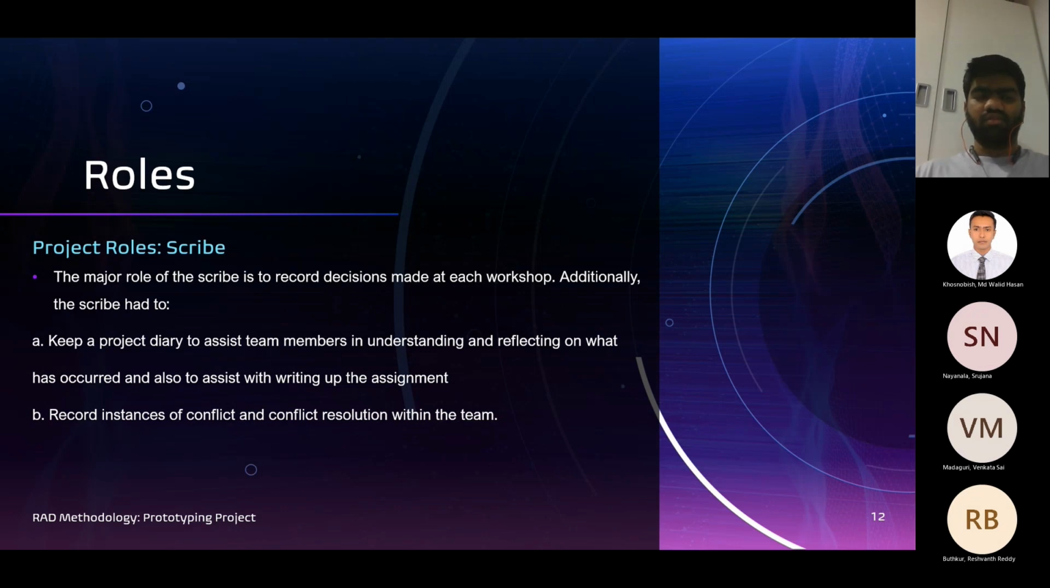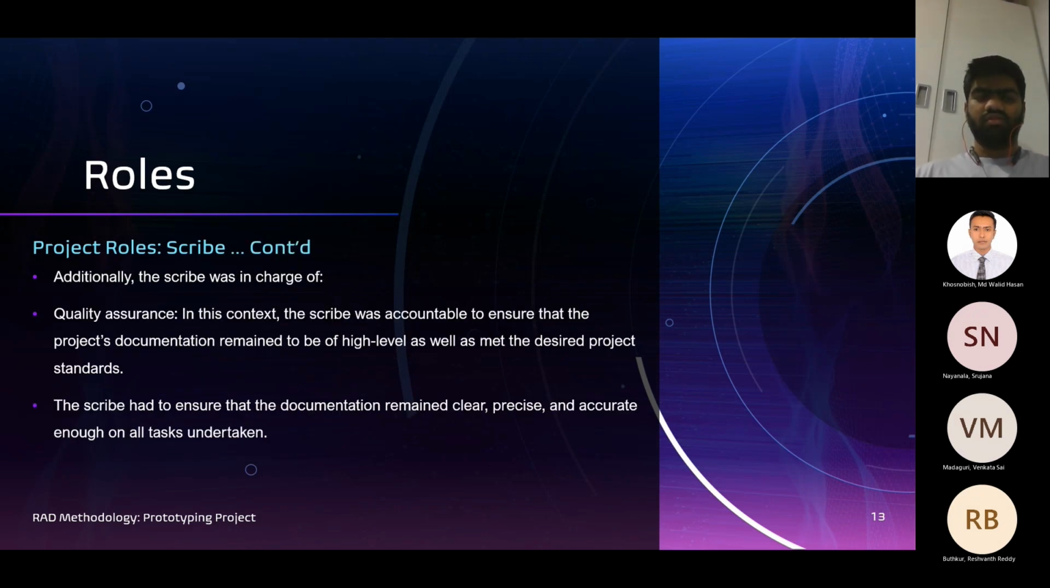Next, quality assurance. In this context, the scribe was accountable to ensure that the project documentation remained high level as well as met the desired project standard. I had to ensure that documentation remained clear, precise, and accurate enough on all tasks undertaken. There were sessions that I organized to allow the project development team to review as well as to test the prototypes to ensure that they were working and determine whether they had met the required expectations.